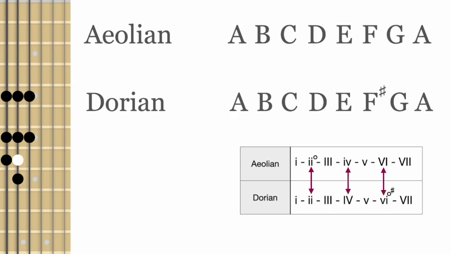And if we look at the chords, the second in Aeolian is diminished. In Dorian, it's just a straight minor. In Aeolian, the fourth is a minor. In Dorian, it's a major. That's pretty big. And when we look at the sixth, in Aeolian, it's major, and in Dorian, it's a diminished chord. So those are things we definitely need to pay attention to.